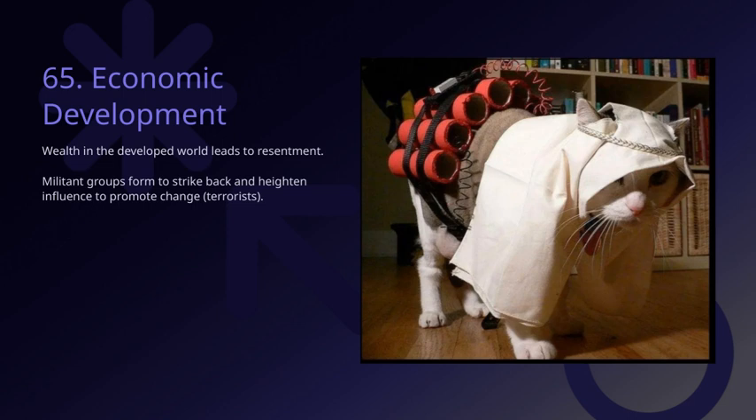Next, we see that wealth in the developed world can actually lead to resentment. This resentment can stem from disparities in wealth and opportunity, creating tensions that sometimes spill over into violence or support for radical groups. Connecting this to the overall theme, these dynamics show how economic and social inequalities can contribute to instability, prompting the rise of militant movements. It highlights the importance of addressing underlying issues if we want to promote lasting peace and stability worldwide.